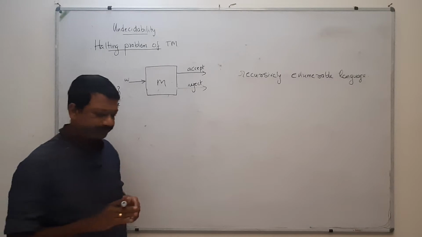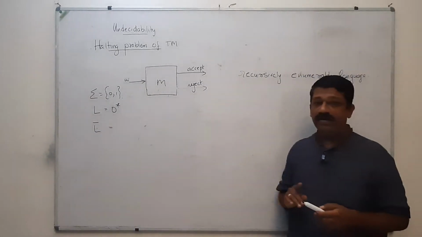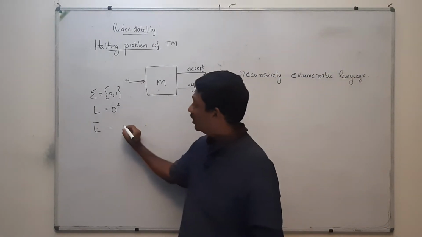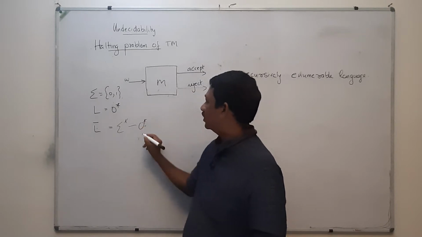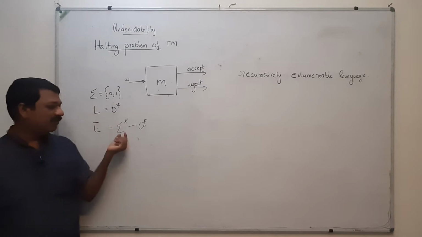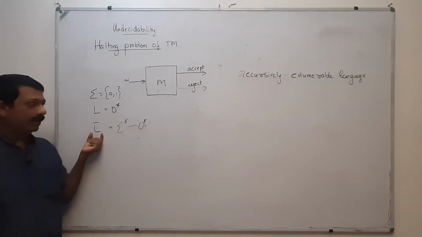That means L bar is the complement of L. That is, L is 0 star and L bar is sigma star minus 0 star. That means from all possibilities of binary strings, we have to exclude 0 star. Then you get L bar.